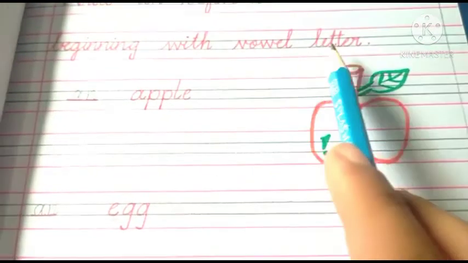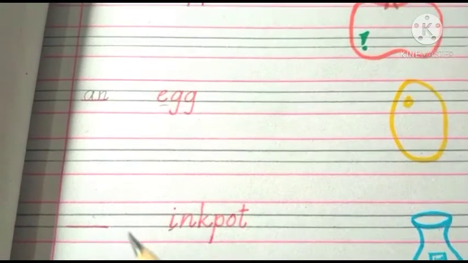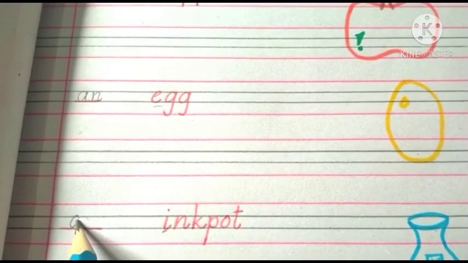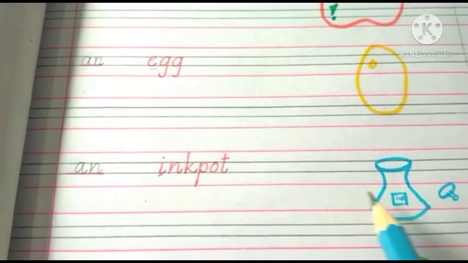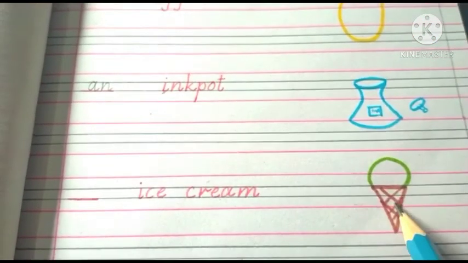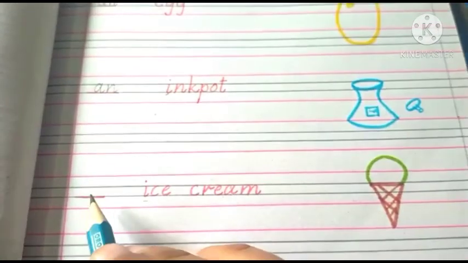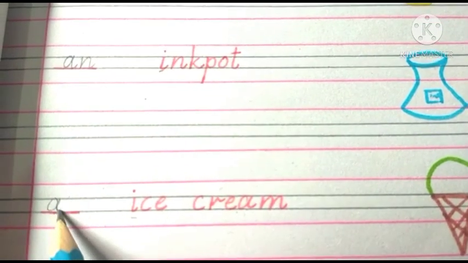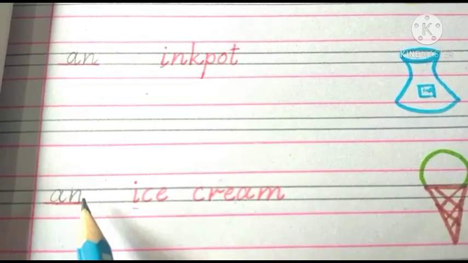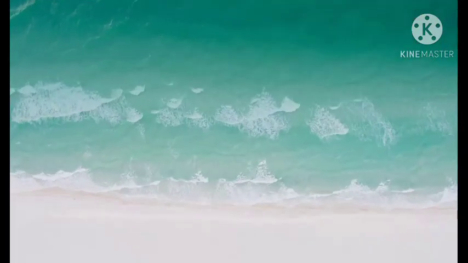Next picture is of an ink pot. Ink pot begins with I. I is a vowel letter, and we will write an before ink pot. An ink pot. Next picture is of ice cream. Ice cream begins with I. I is a vowel. So we are going to write an before ice cream. An ice cream. So students, now you will do colors in pictures.